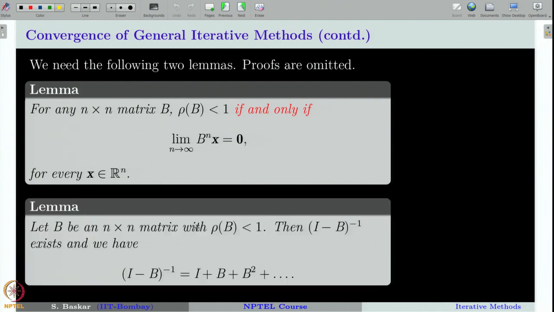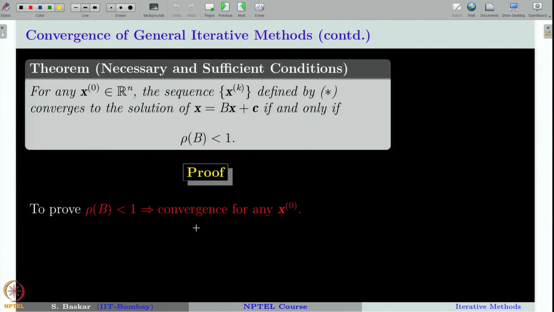The next result says that if B is an n cross n matrix and the spectral radius is less than 1, then (I minus B) inverse exists and it can be written as I plus B plus B square and so on. This is a familiar result for us when B is a real number, but it also holds for matrices. You would have seen these results in a linear algebra course. So, we will not prove these theorems here, but we will use them in our main theorem. With these two results in mind, let us prove our main theorem.